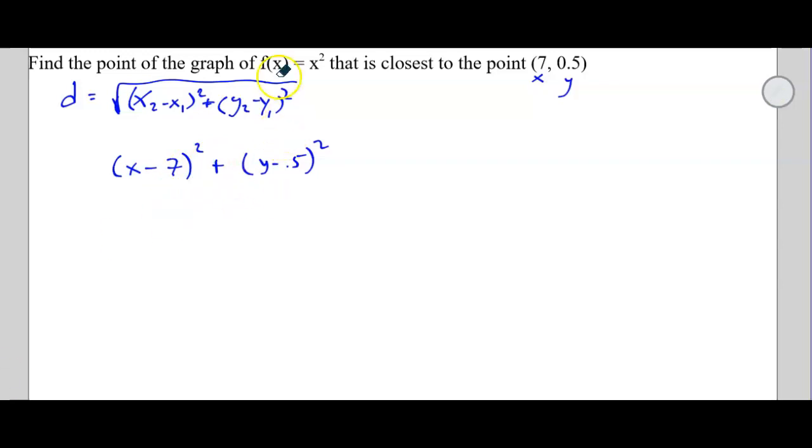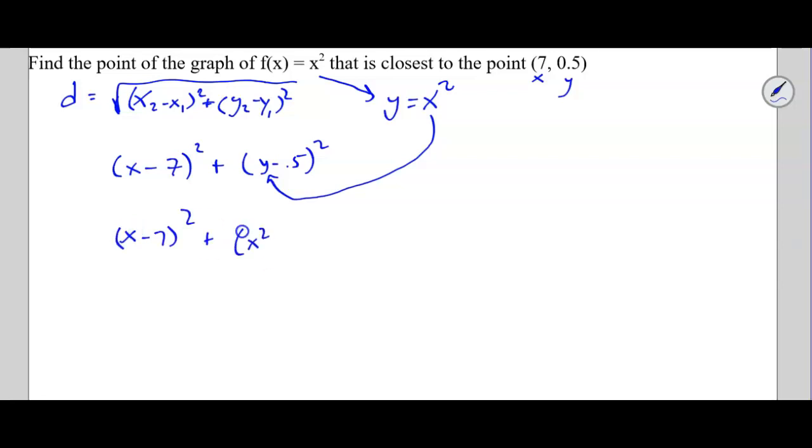Now you see right here where it says f of x equals x squared. That's the same thing as y equals x squared, right? F of x and y is the same thing. So we're going to take that x squared and put it right here in place of y. So we have x minus 7 squared plus x squared minus 0.5 squared.